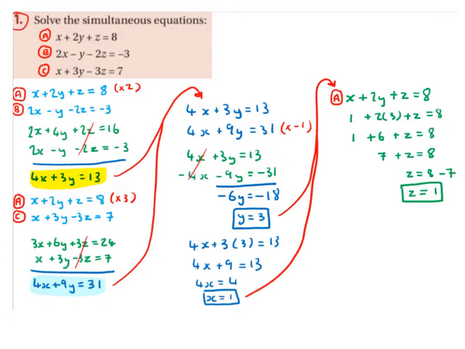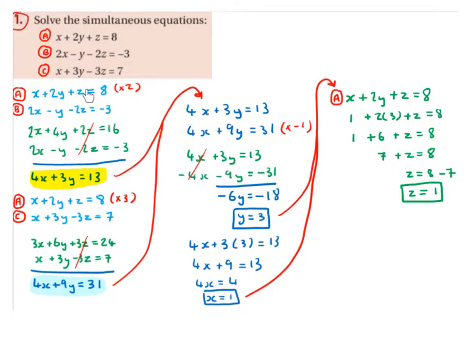I'll do the same then with two of the other equations. So I have another equation in terms of x and y that I will solve for x and y, and then I will substitute the x and y value back into one of the original equations to find z. So I have A as x plus 2y plus z equals 8, and I have B as 2x minus y minus 2z equals minus 3.